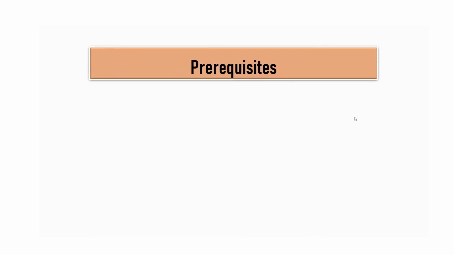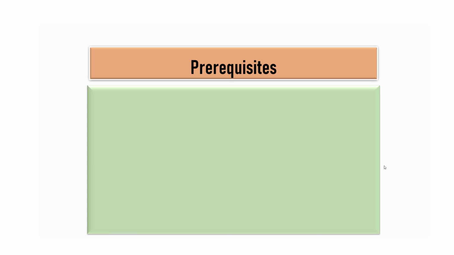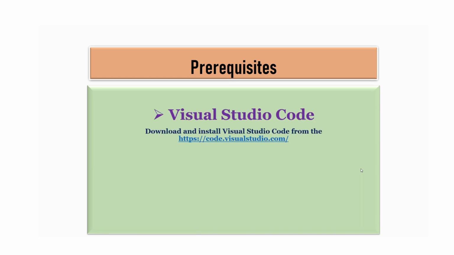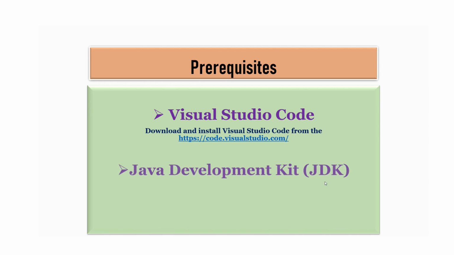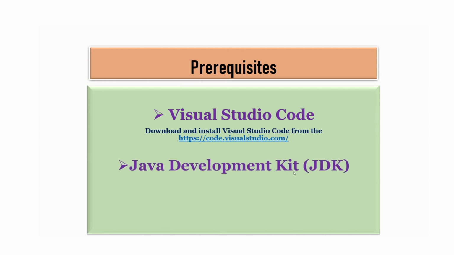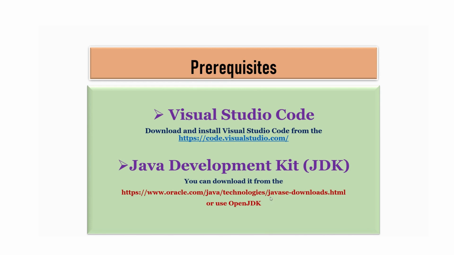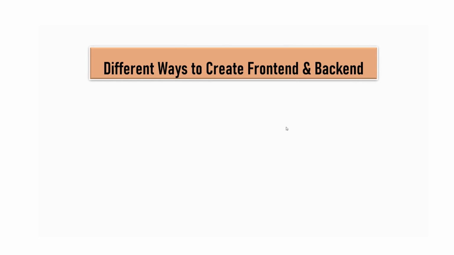Before we go ahead, these are the prerequisites which you need to install on your system. You need to install Visual Studio Code, and this is the link from where you can install. You need to have JDK installed on your system, so you can install it from this Oracle link, or you can install or download OpenJDK. Either will do fine.